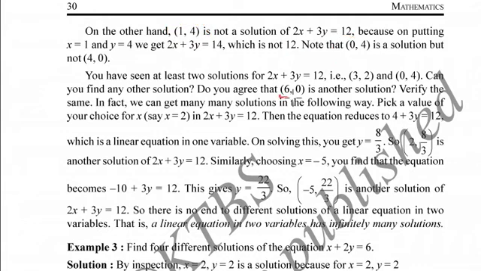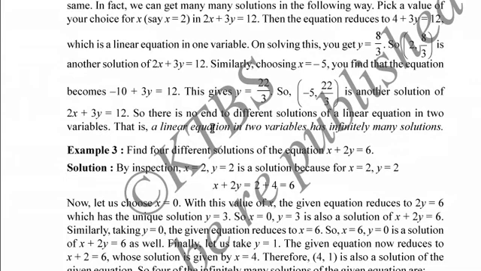Now let us try 6 comma 0. Is 6 comma 0 a solution for the given equation? Let us try. The value of x is equal to 6. 2 times 6 is equal to 12. The value of y is equal to 0. Any number times 0 is 0. So 12 plus 0 is 12. Yes, this is also one of the solutions for the given equation. So we can conclude that there is no end to different solutions of a linear equation in two variables. A linear equation in two variables has infinitely many solutions. There is no end to this.